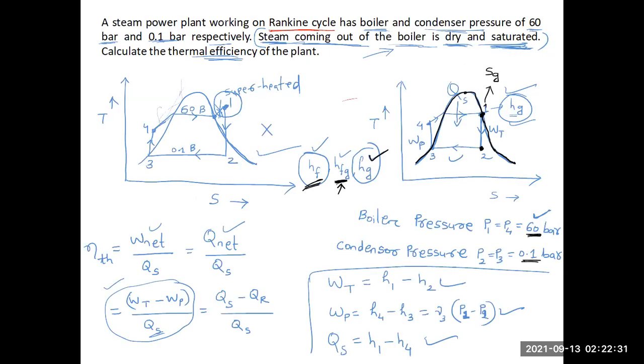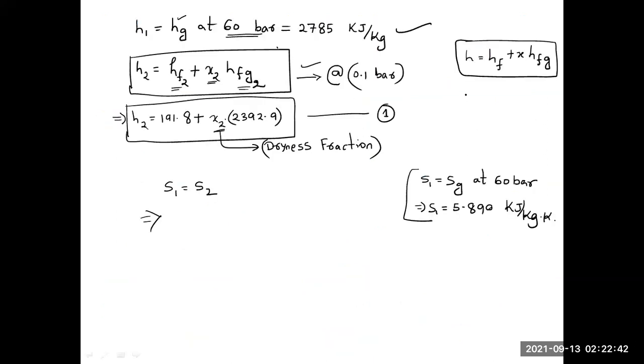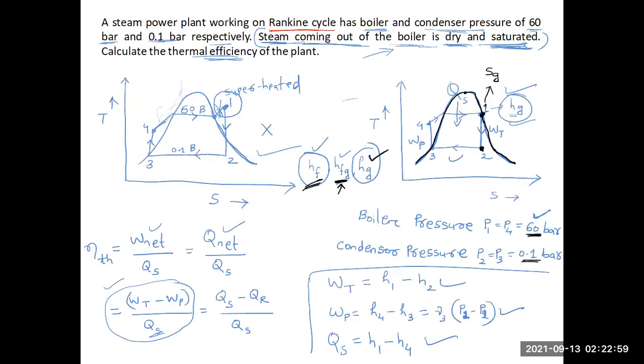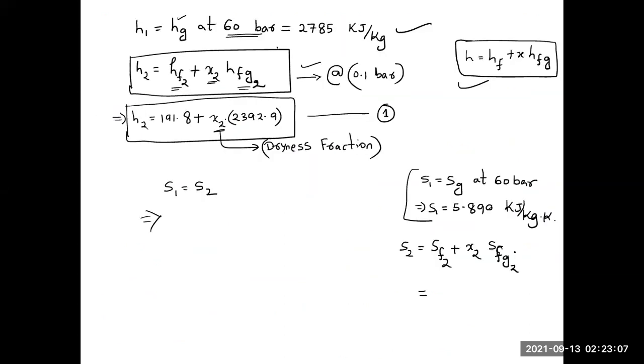Now, how to calculate this s2? s2 means entropy at 0.2. And since this 0.2 is lying in between saturated vapor and saturated liquid line, the same formula we are going to use here. s2 equal to sf2 plus x2 into sfg2. Clear? This is equal to s2 means at 0.2. Here, what is the pressure? Condenser pressure is 0.1 bar. So from steam table, we will find out when pressure is 0.1 bar, what is sf and what is sfg.